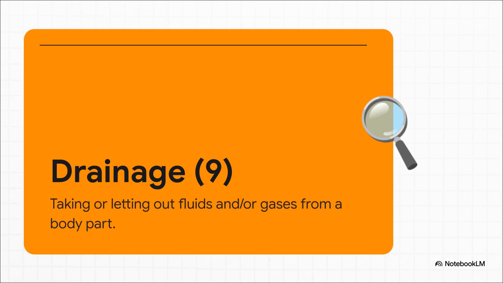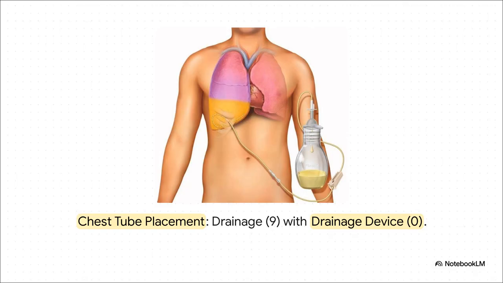And this brings us right back to the root operation drainage, character 9, formally defined as taking or letting out fluids or gases from a body part. This is really our go-to root operation for therapeutic procedures in the thoracic area. Take a simple thoracentesis, for example. That's using a needle to draw out fluid. That is straight-up drainage with no device. But if a chest tube is left in place to continuously drain the area, your 6th character absolutely must reflect a drainage device, which is value 0.